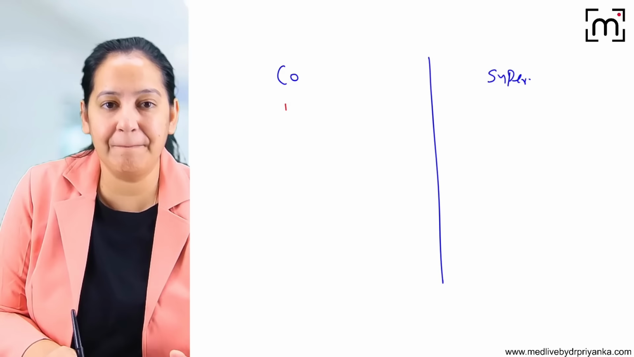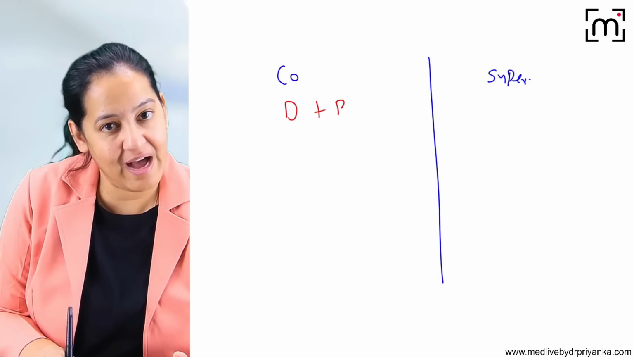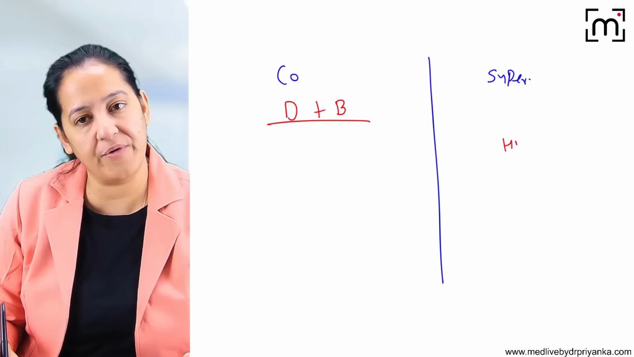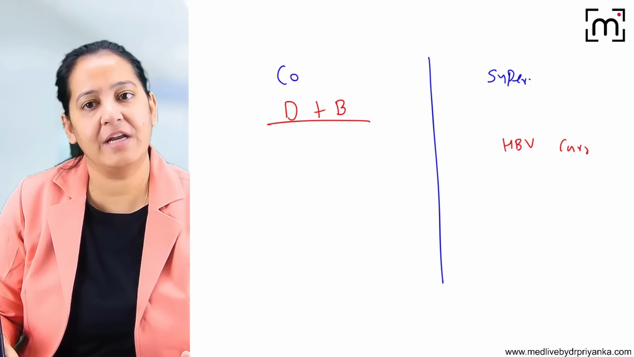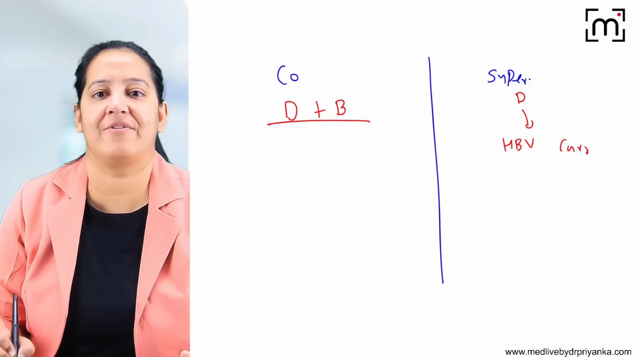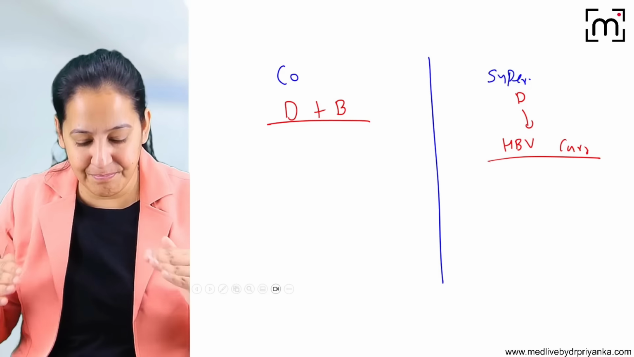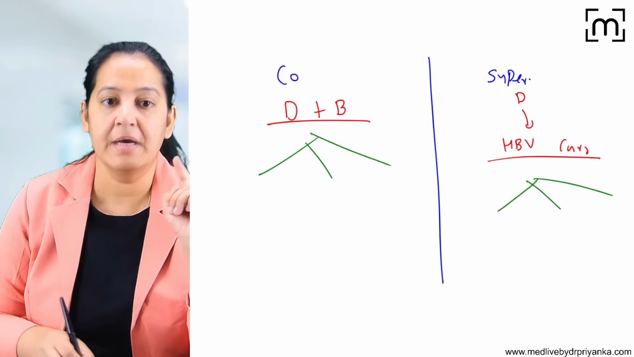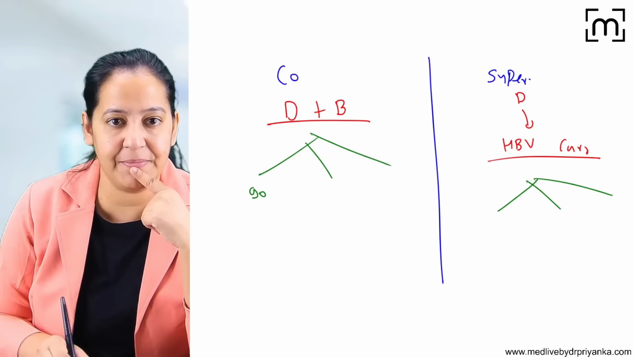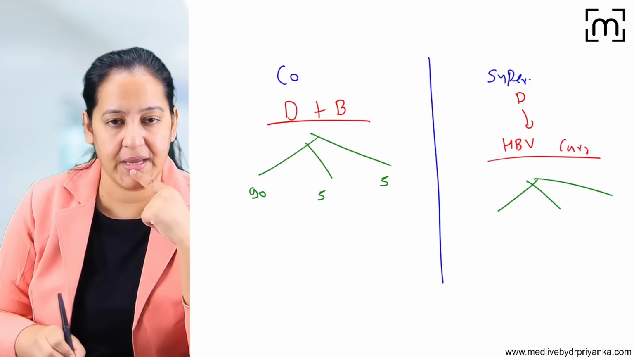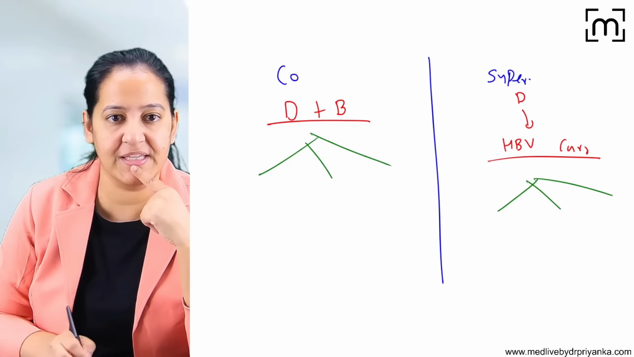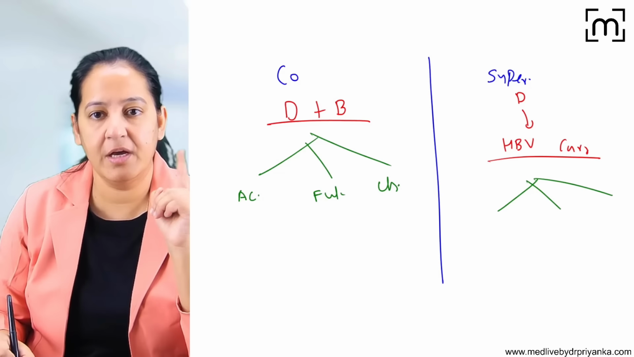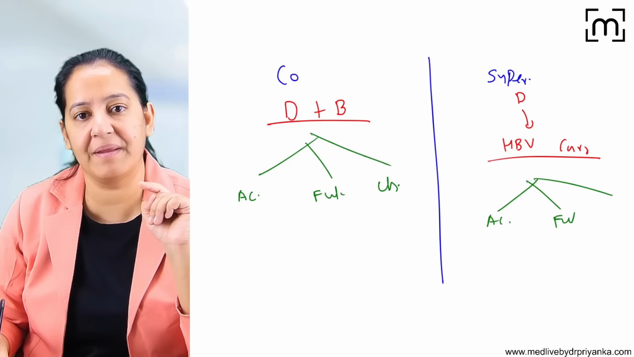So what is co-infection and what is super infection? In co-infection, B and D enter together in a healthy individual. In super infection, the person is already a carrier of B, and now D alone is entering. Okay. So what is the percentage here? Let's divide into three here. So here also we have three things: acute, fulminant and chronic.